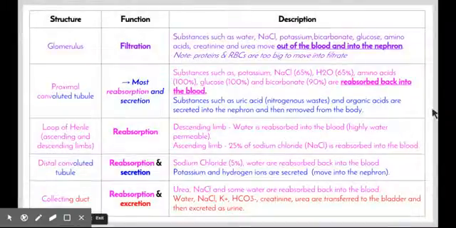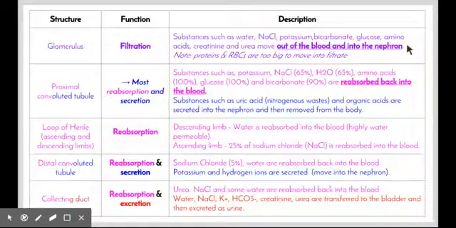Anyway, we'll fix that up later. So this table here just summarizes the different structures of the kidney and what's taking place. The purple relates to filtration, the pink relates to reabsorption, the blue secretion, and the red excretion. So it's just color-coded to hopefully make it a little bit easier to follow.